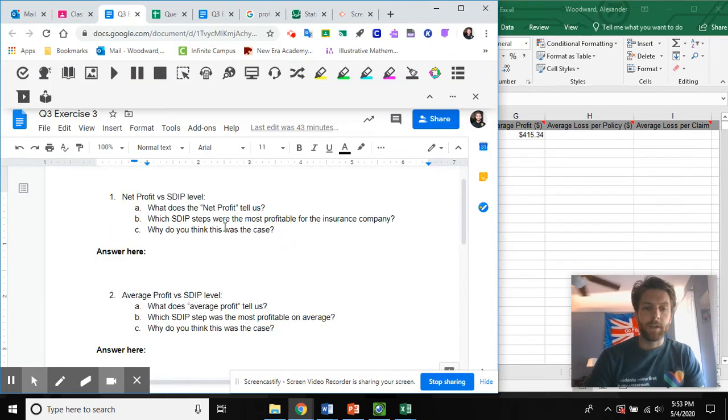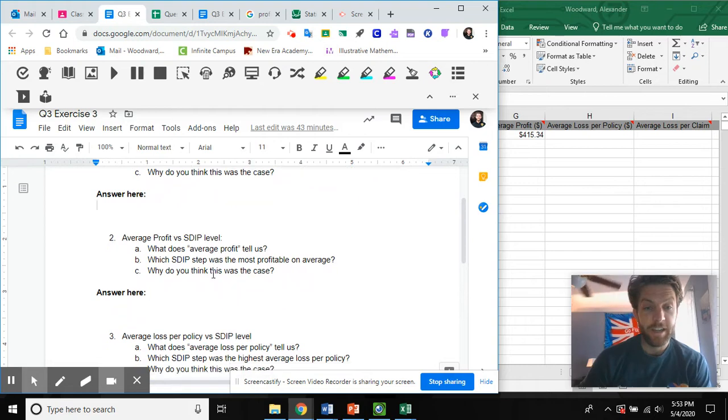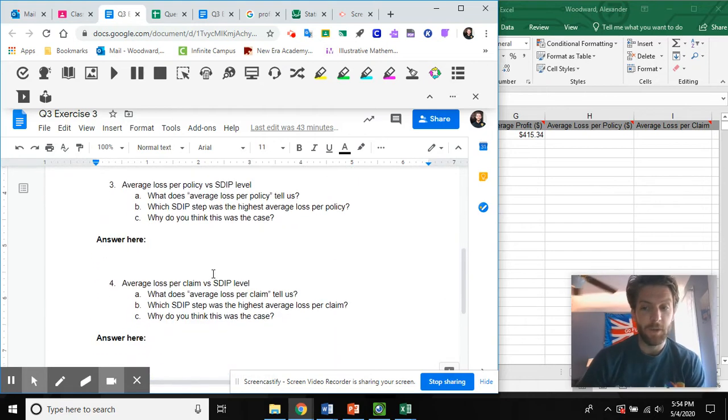And then you want to look at which step was the most profitable, and also why do you think this is the case? Okay. So why do you think someone with a low SDIP step would be more profitable, or why do you think someone with a high SDIP step would be profitable for the insurance company? Put your answers here, and when you're done with exercise 3, you are done for the week.